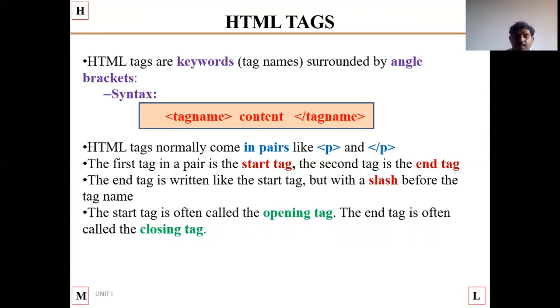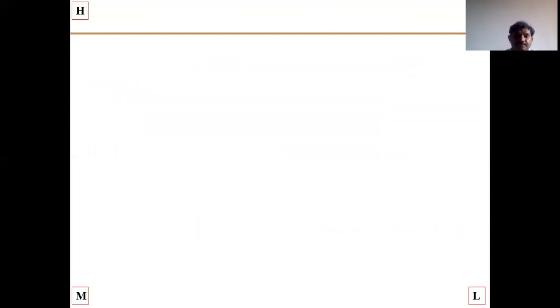The first tag in a pair is the starting tag. The second tag is the ending tag. The ending tag is written like the starting tag, but with a slash. We have to use the slash when we are ending the P. Slash P we have to write before the tag. The starting tag is often called the opening tag. The ending tag is often called the closing tag.